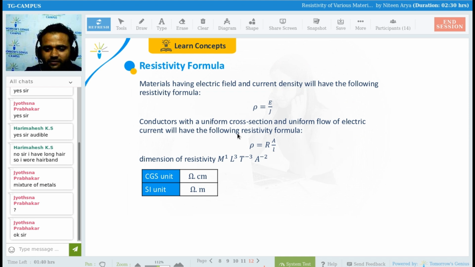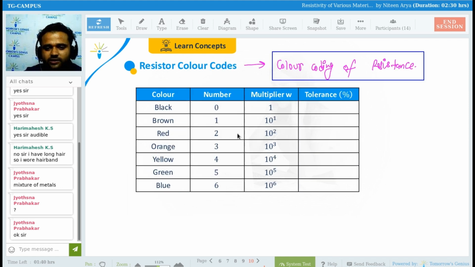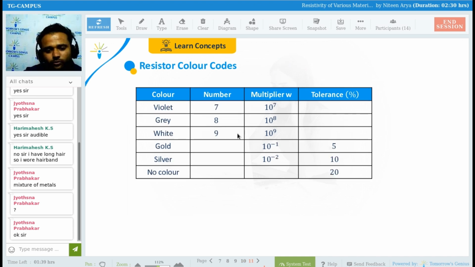Now, coming back to the topic, just taking two steps back: how can you remember the color code? There's a simple rhyme. B.B. Roy of Great Britain has a very good wife.